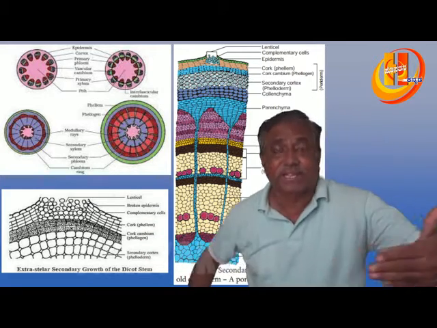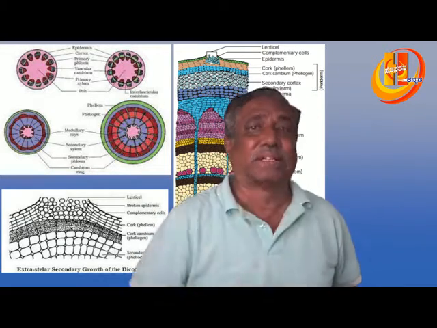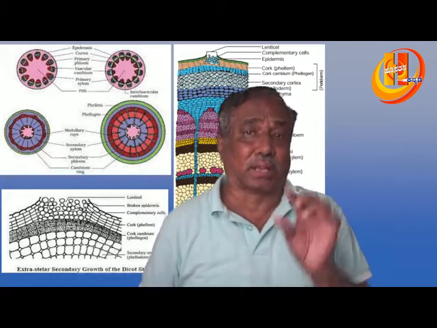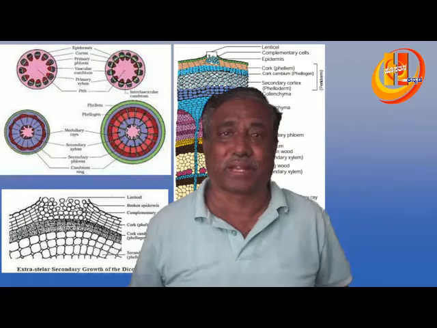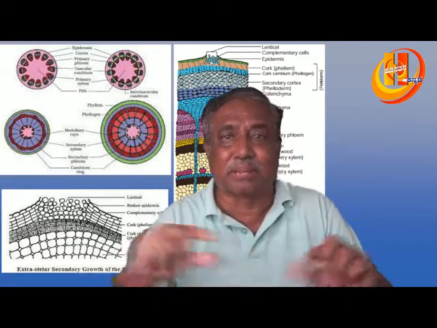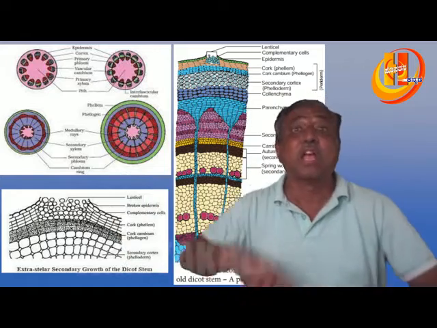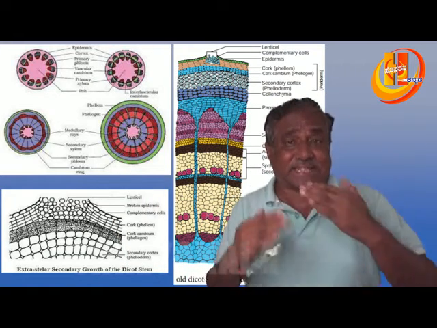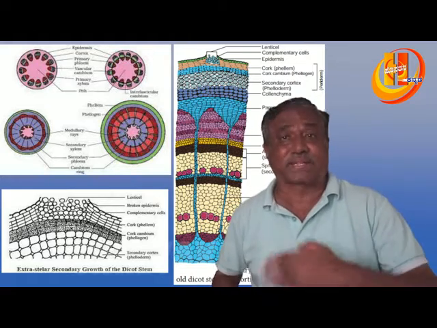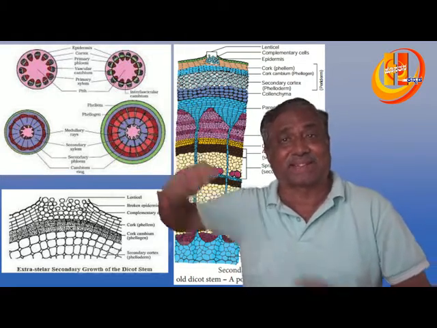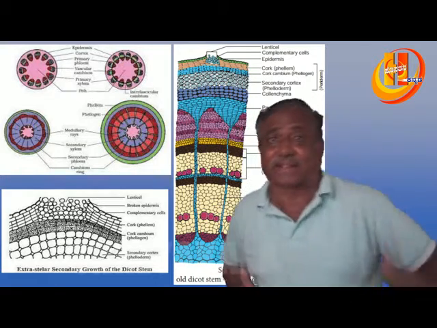These are the changes which take place in the stellar region of the dicot stem. The parenchymatous cells which lie between the vascular bundles form the intervascular cambium, and the intervascular cambium joins with the intravascular cambium, which is already present within the vascular bundles, forming a ring of cambium. This becomes meristematic, giving secondary xylem towards its inner side and secondary phloem towards its outer side.